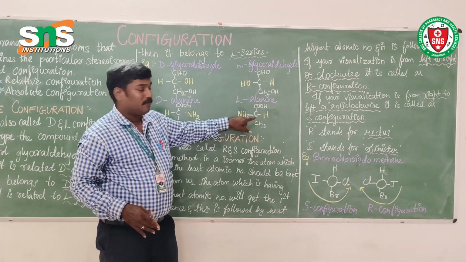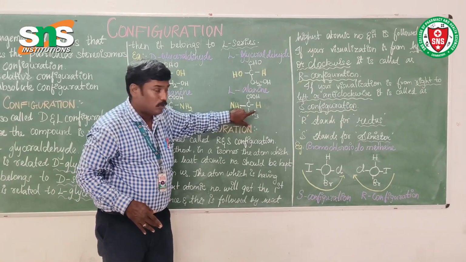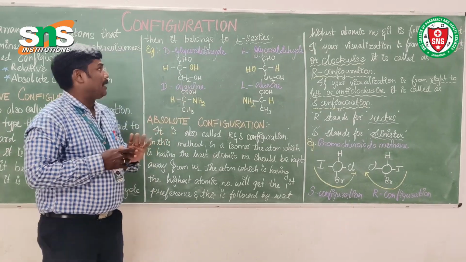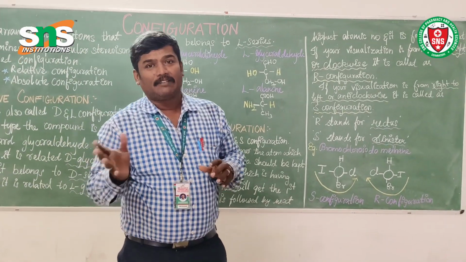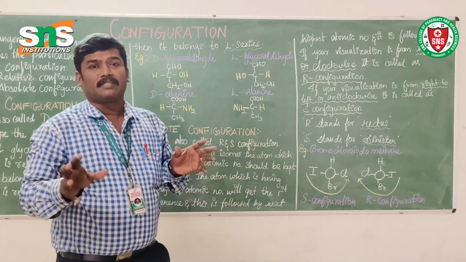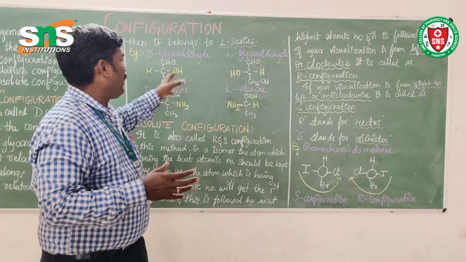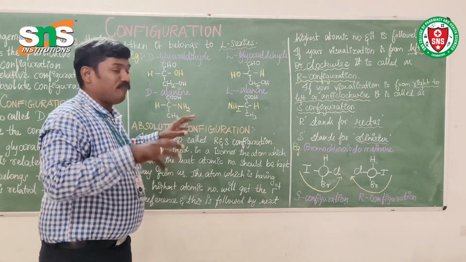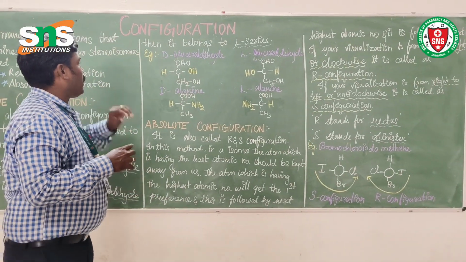Similarly, for L-alanine, you will find the structure CH3, CHNH2, COOH. This one is related to L-glyceraldehyde. Hence it belongs to L series. One disadvantage of this method: here the structures are very small, so we can easily identify which series it belongs to. But if it is a complex structure, it is difficult to give the configuration.